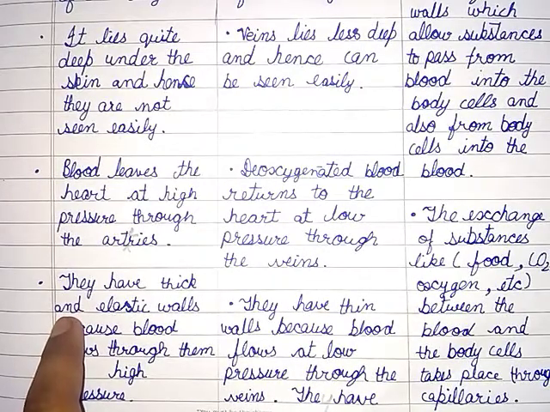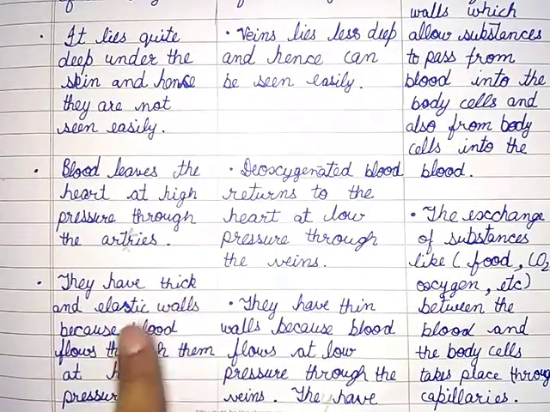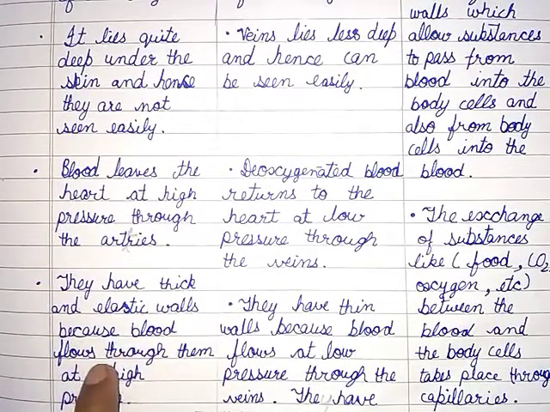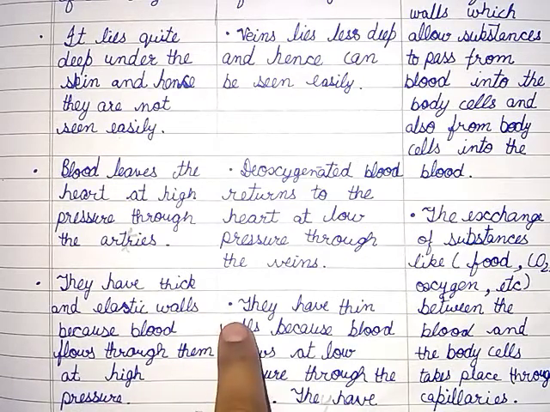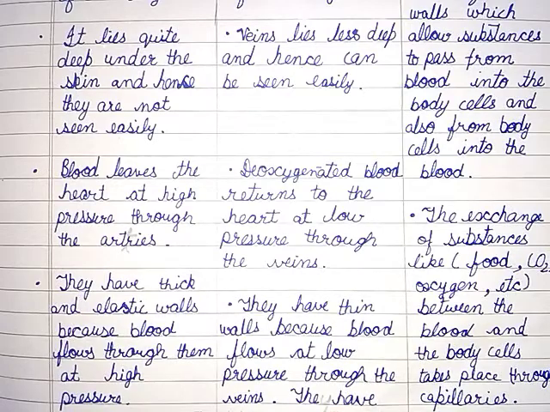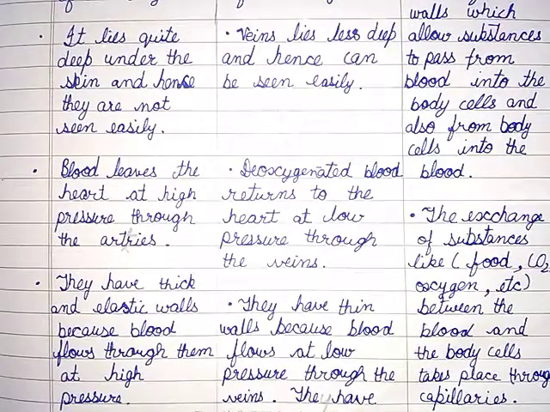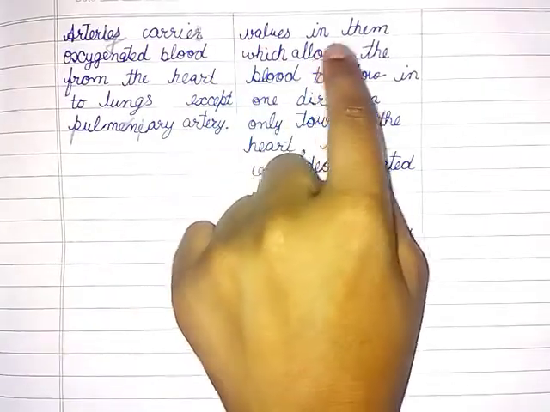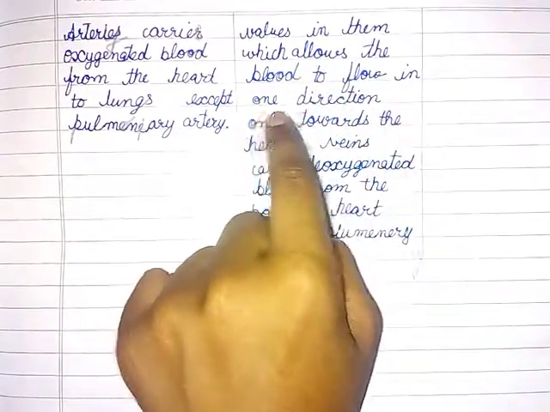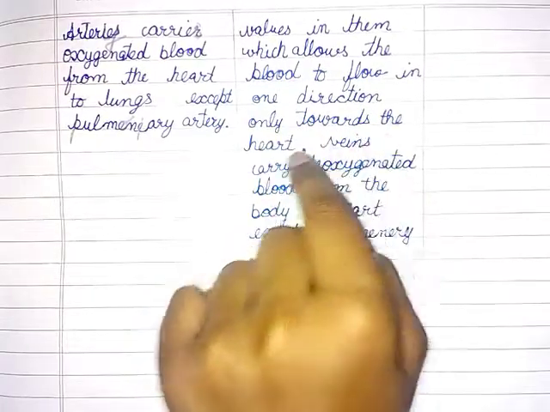Sixth point, arteries have thick and elastic walls because blood flows through them at high pressure. Sixth point, veins have thin walls because blood flows at low pressure through the veins. They have valves in them which allow the blood to flow in one direction only, towards the heart.